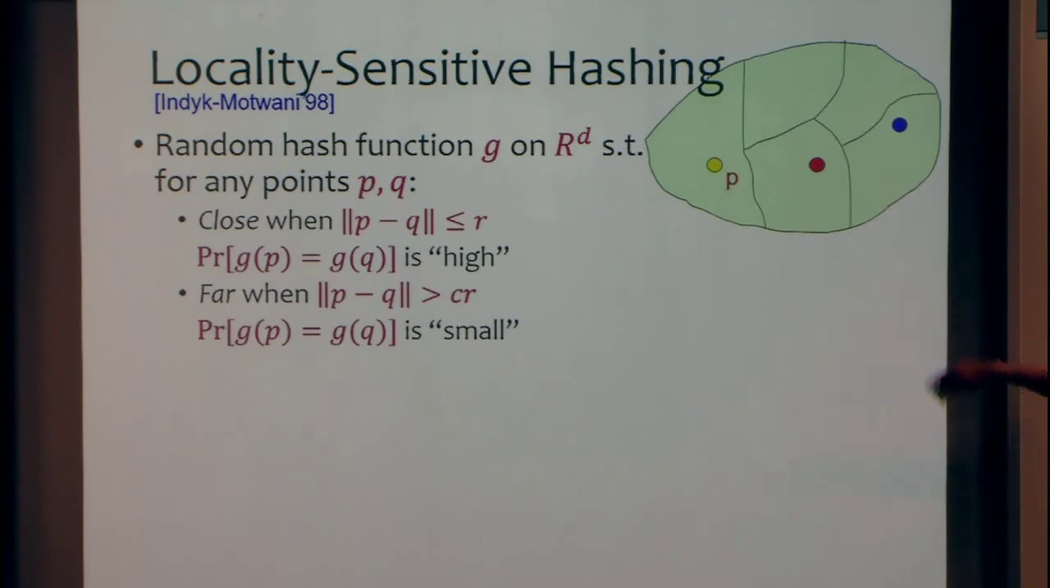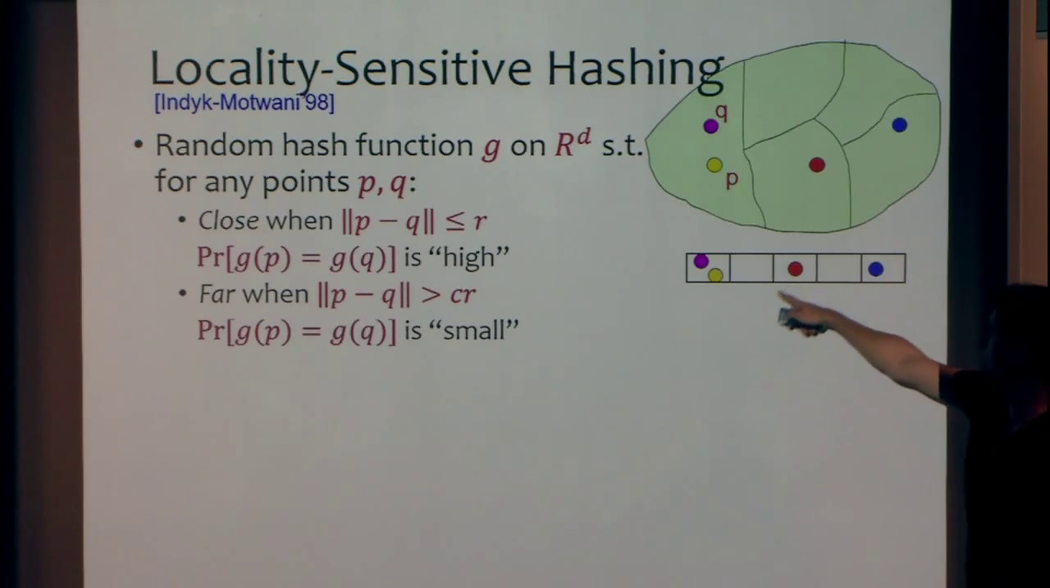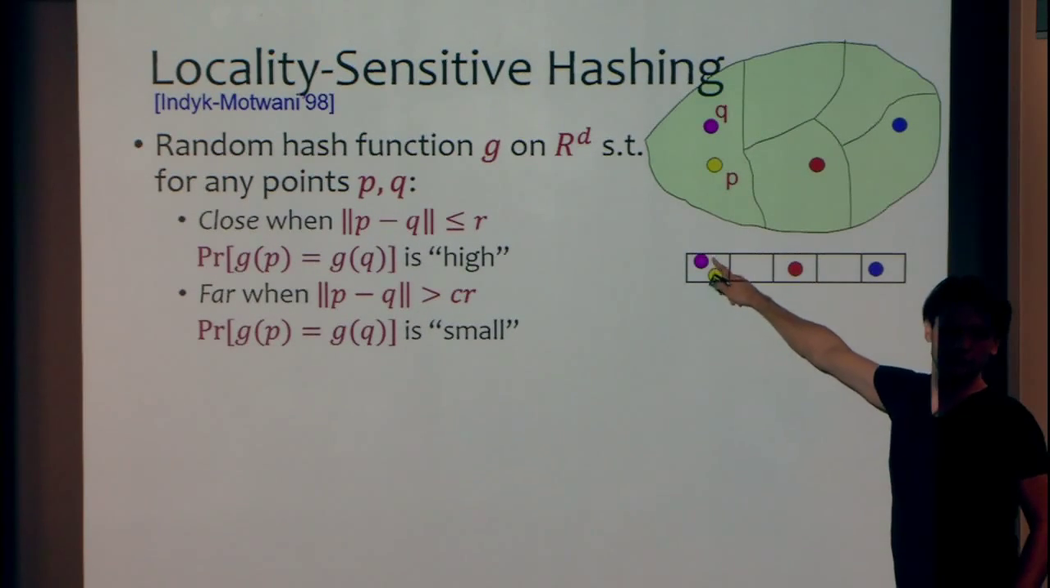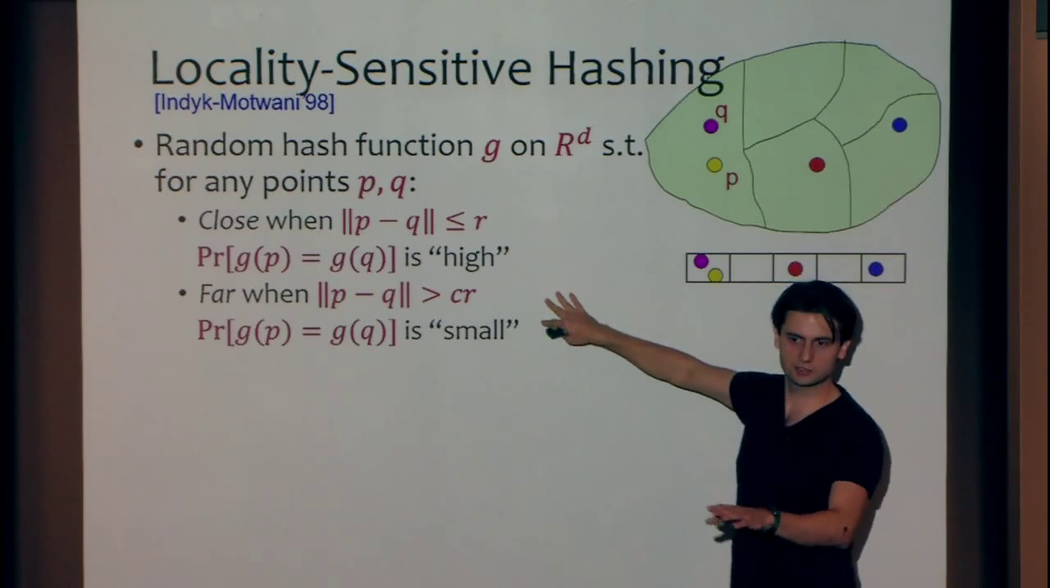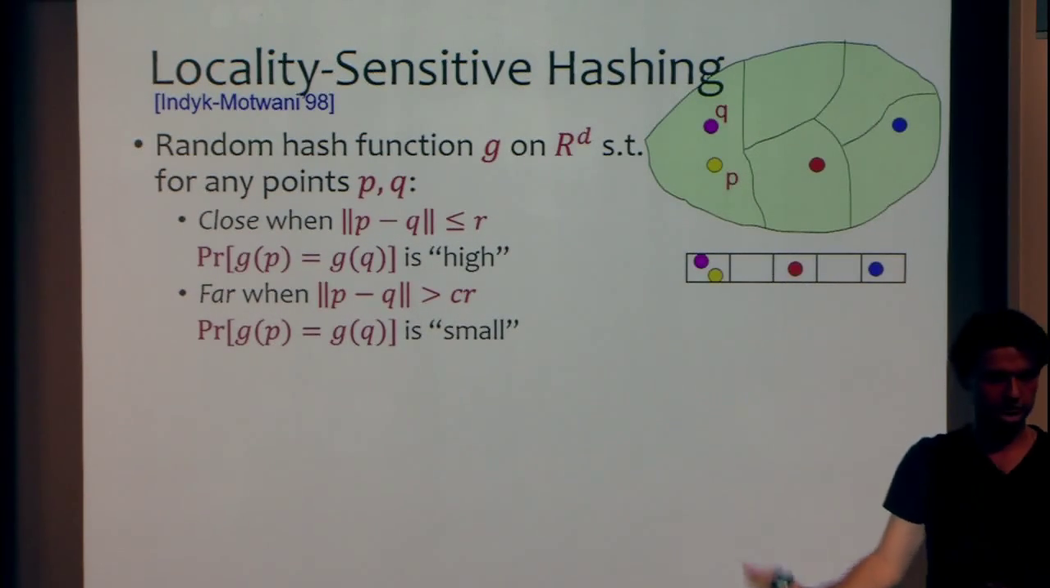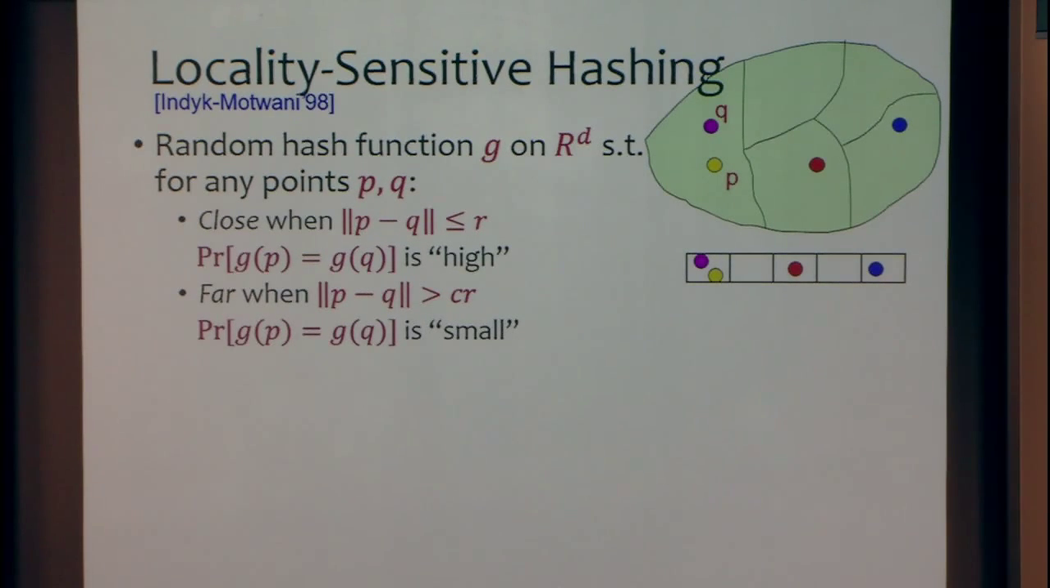So this is roughly how it would look, and how to construct a nearest neighbor data structure from a random hash function. You just partition, you hash into a table, and when a query comes, you go into the bucket where it falls, and you look for the points there. And if this is really like this, high is say 1 and small is 0, then we'll find exactly our near neighbor in the bucket, right?